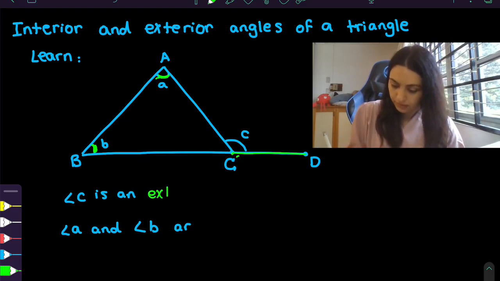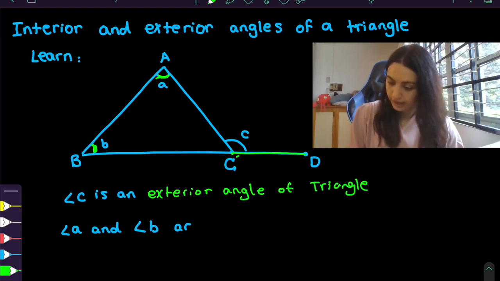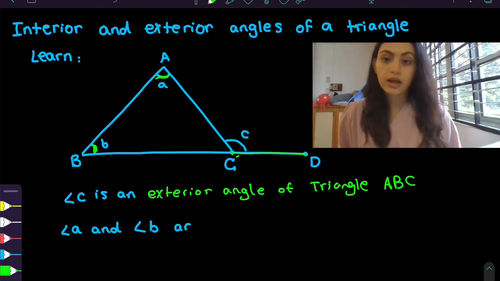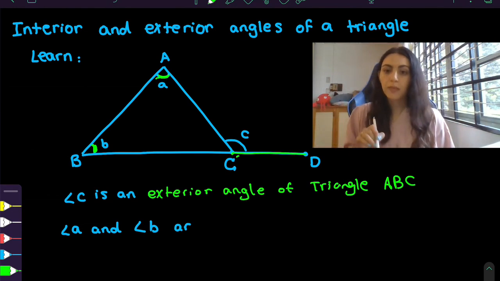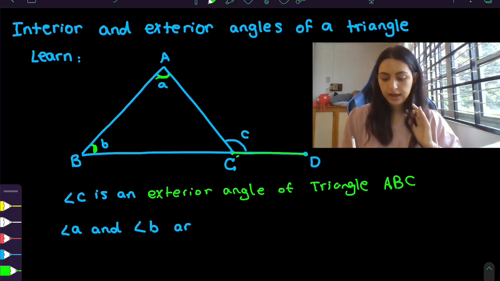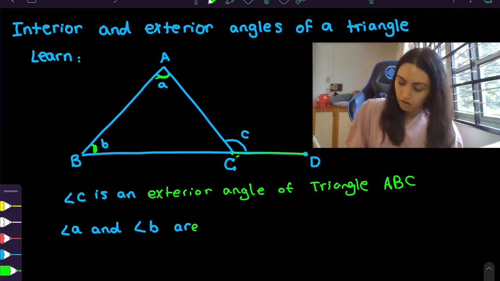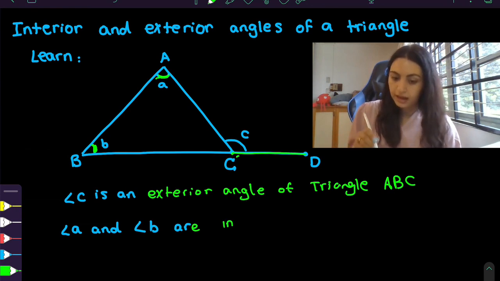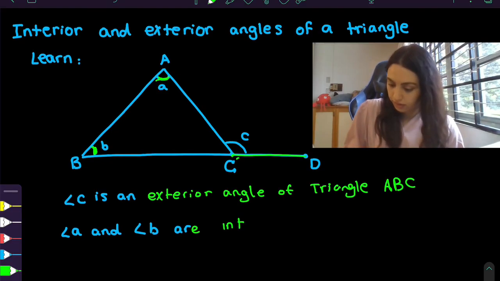Is an exterior angle of triangle. What's the name of the triangle? ABC. It doesn't change, right? The triangle is called ABC. The D is not part of the triangle. The D is the line outside the triangle. And angle A and angle B are, because angle A and angle B are inside the triangle, so we call them interior.